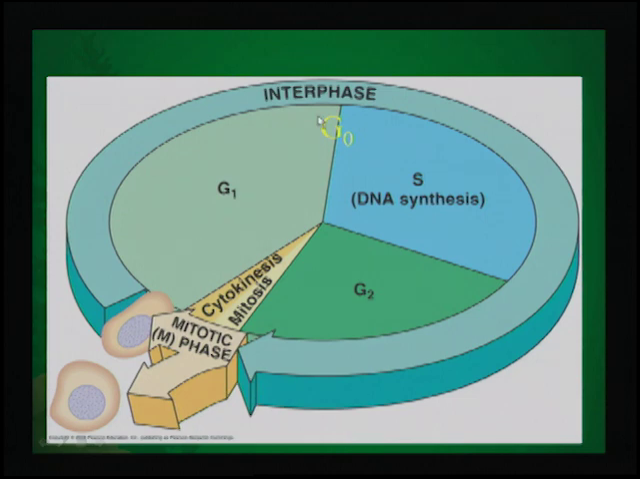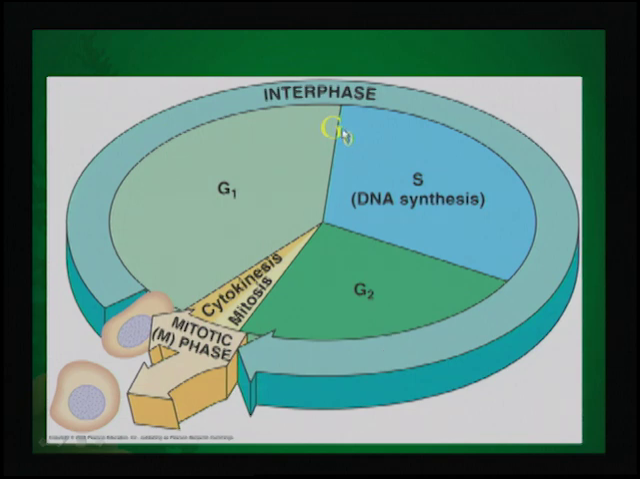And in the cycle, I think what I'll do is start here with this G sub 0 phase. That's where a cell basically is doing whatever it's supposed to do: a liver cell being a liver cell, a kidney cell being a kidney cell, a skin cell being a skin cell. This G sub 0 phase is part of something called interphase. And the interphase cell is a normal looking cell. When you look at that cell, the nucleus looks normal. The nuclear envelope is intact. There are no obvious chromosomes. It just looks like a normal cell.